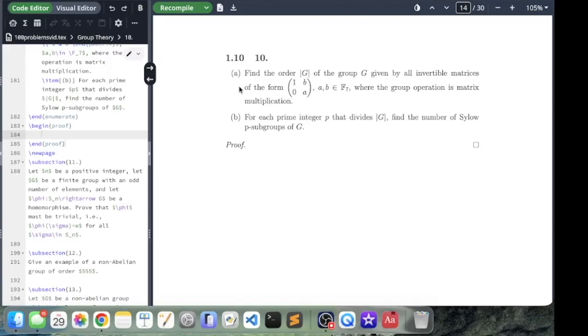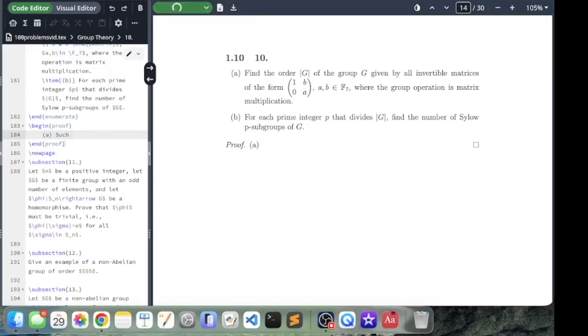So we want to find the order of the invertible matrices of this form. We're going to think about the order as in the total possible number of elements. And for part A, we have such a matrix.